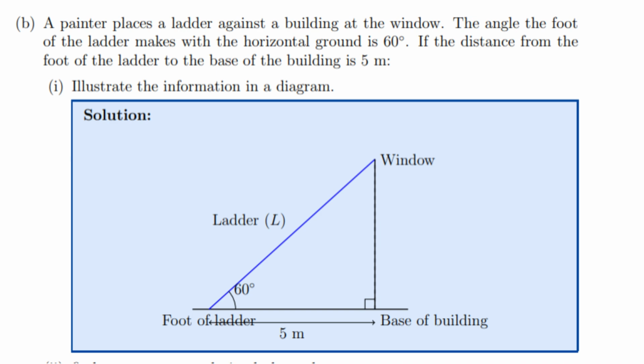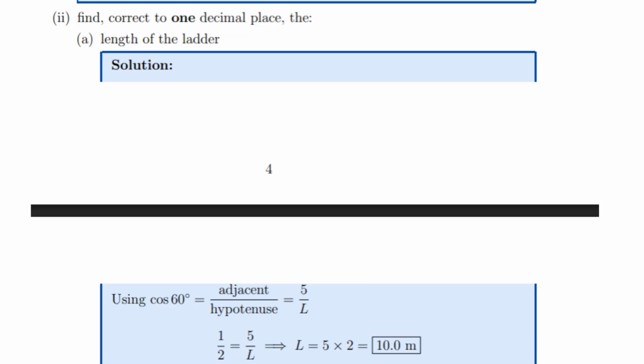So this will be the ladder diagram, which is for 4B. And okay, so let's go to 4BII, which is alpha, the length of the ladder. So we know cosine 60 is equal to adjacent over hypotenuse. And the adjacent to our angle is 5, which is the distance between the foot of the ladder and the building.